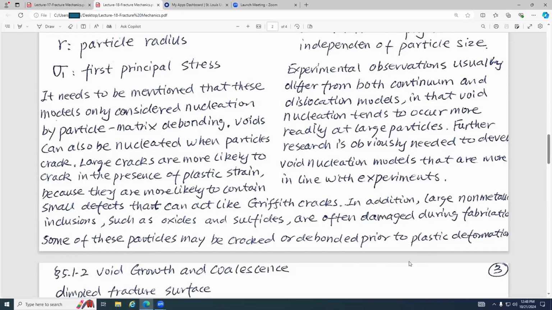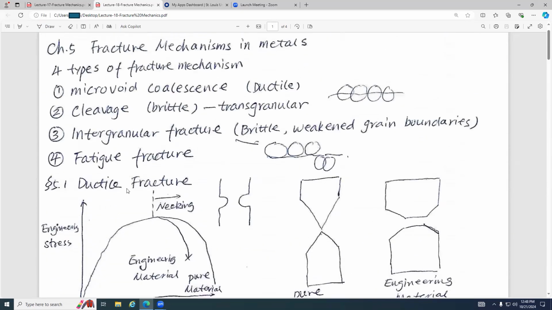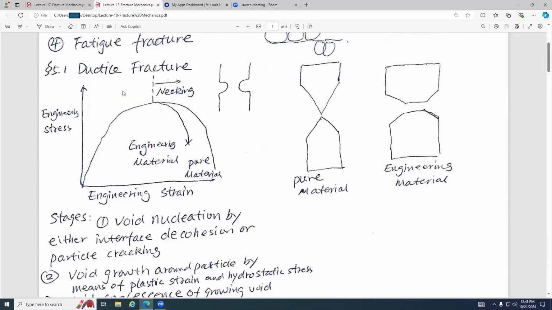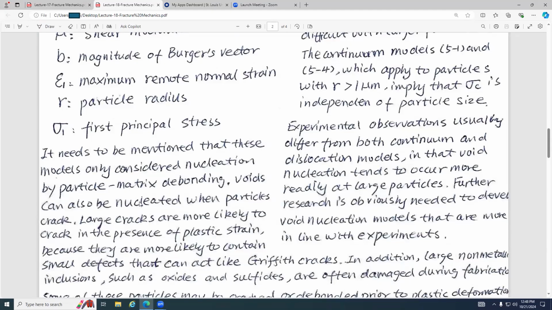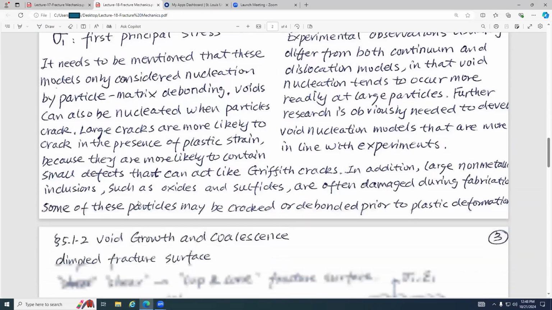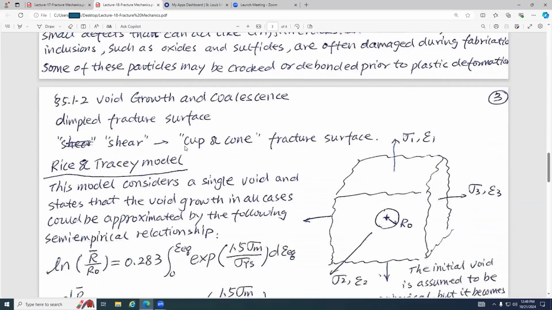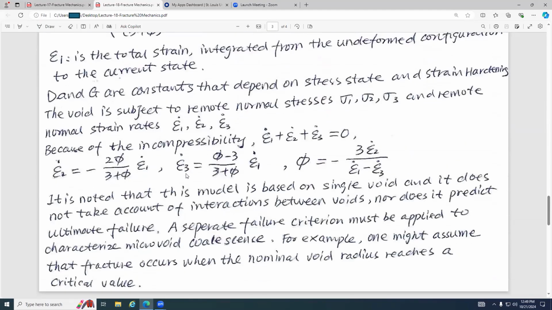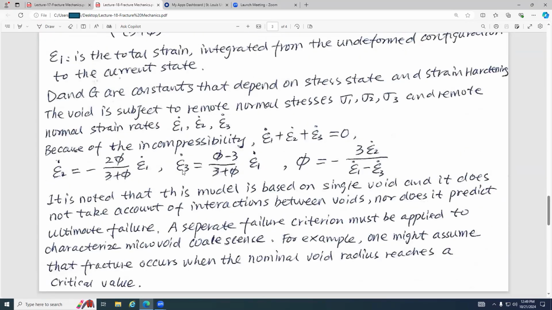So we have four mechanisms, and for the first one, the Dardoux factor, we have three stages. We have learned three models: two continuum models and one dislocation model. Then we talked about void nucleation, and on Wednesday we are going to continue with void growth and coalescence, and there are several models there also. There's a lot of fun here.